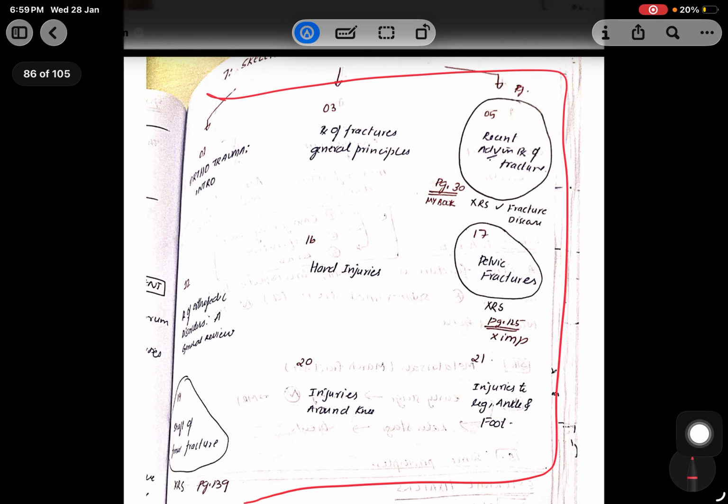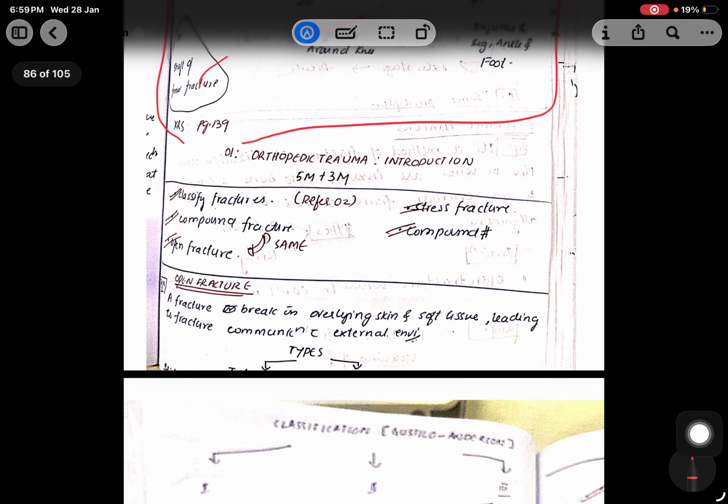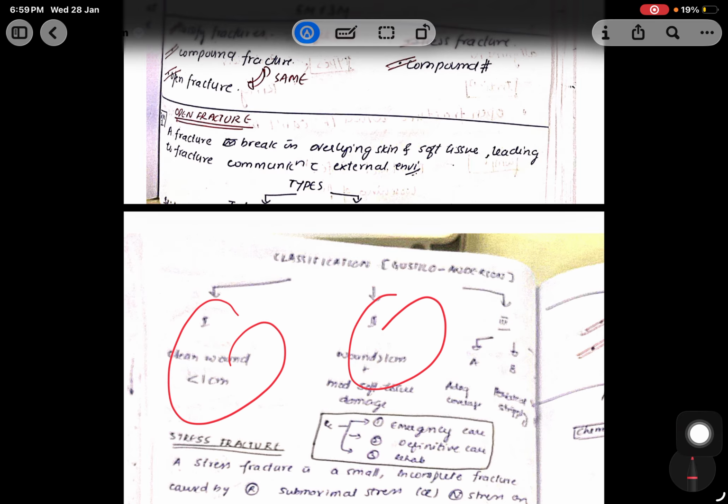The last part, that is the skeletal trauma part, these are the chapters which are there, but I'll be discussing about that. Then again, classification of fractures, I know most of you know it, 1, 2, 3, and again A, B, C. Here you have vascular injury, but here you don't have vascular injury. Here there is moderate soft tissue injury, but it's an open fracture here.